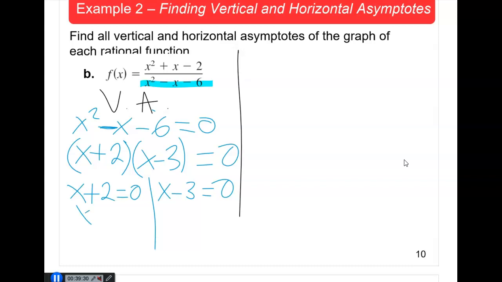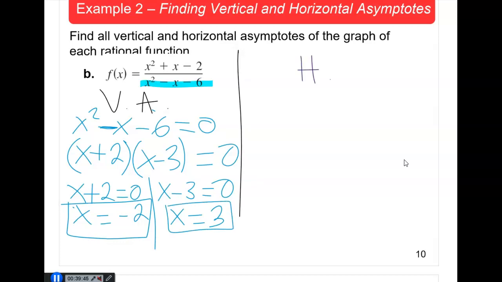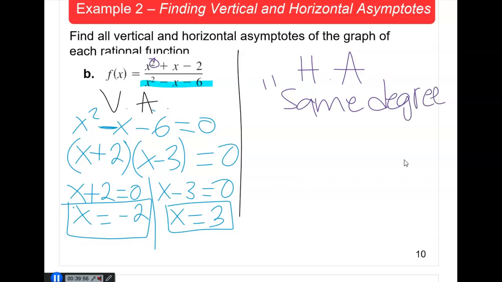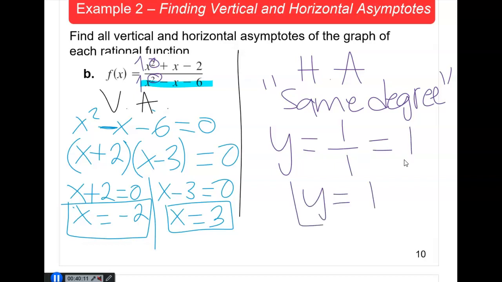x minus 3 is equal to 0. And then we solve for x. x is equal to negative 2. x is equal to 3. And yep, those will be the 2 vertical asymptotes. Let's find the horizontal one. So HA. And so for that, we have, again, a same degree rational function. So that's going to be the ratio of the leading coefficients. So that will be 1 over 1, which equals 1. So the horizontal asymptote is the line y equals 1.